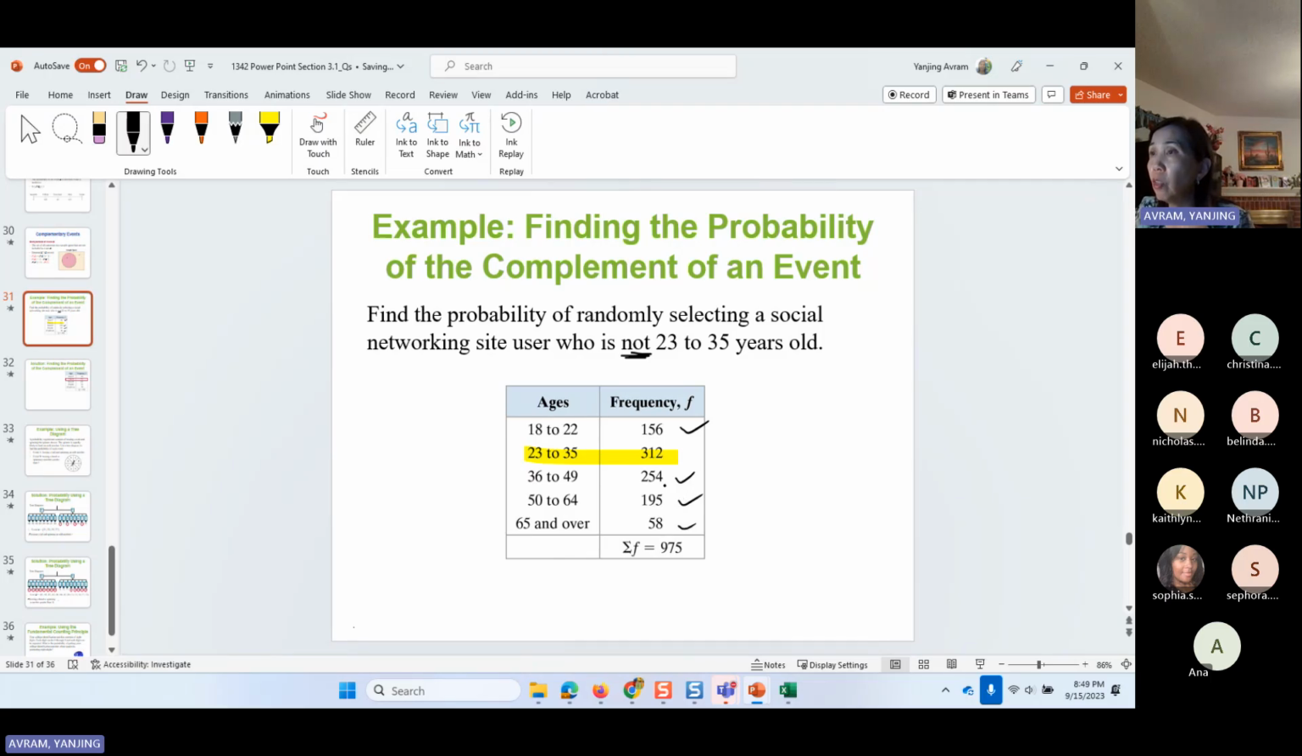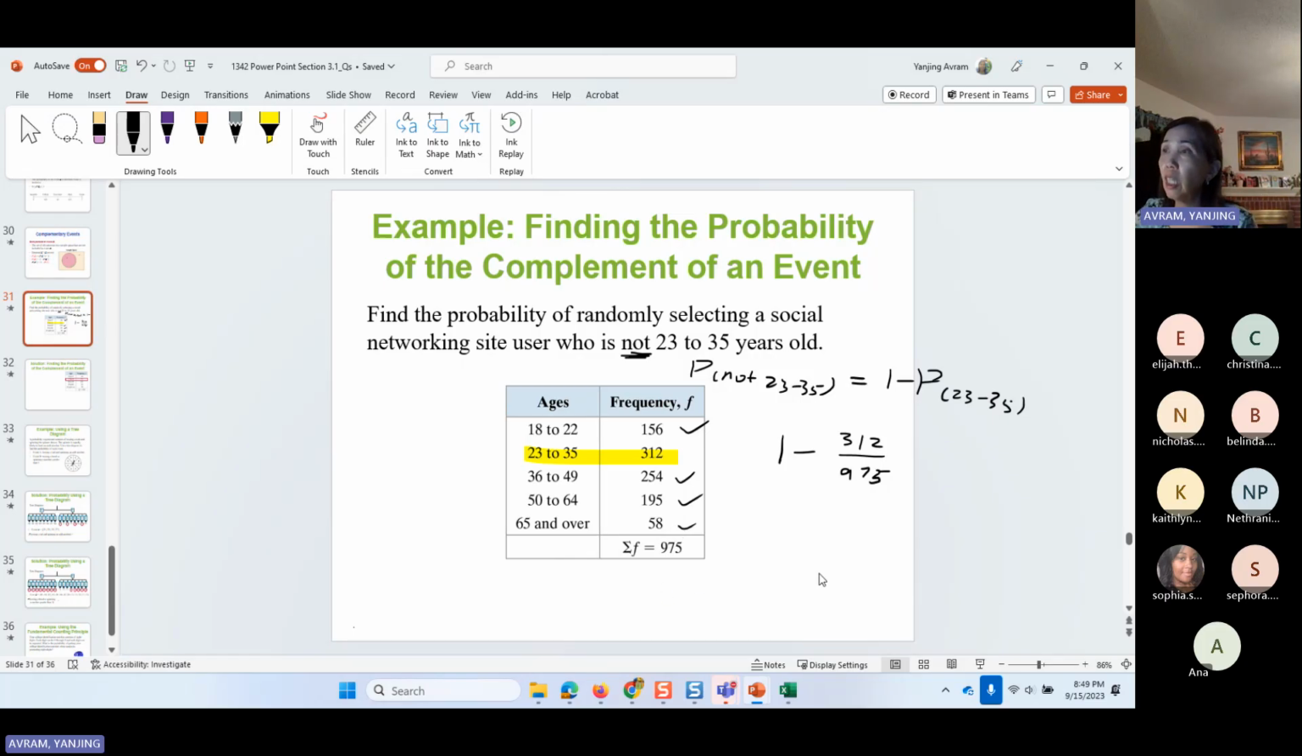So you can add all these four of them together, or if we already calculated the probability of 23 to 35 earlier, I can just use 1 minus 312 over 975. Using the total probability minus the probability of 23 to 35, that's called the complement. For not 23 to 35, I can just use the total minus 23 to 35, and I will get the rest of them.